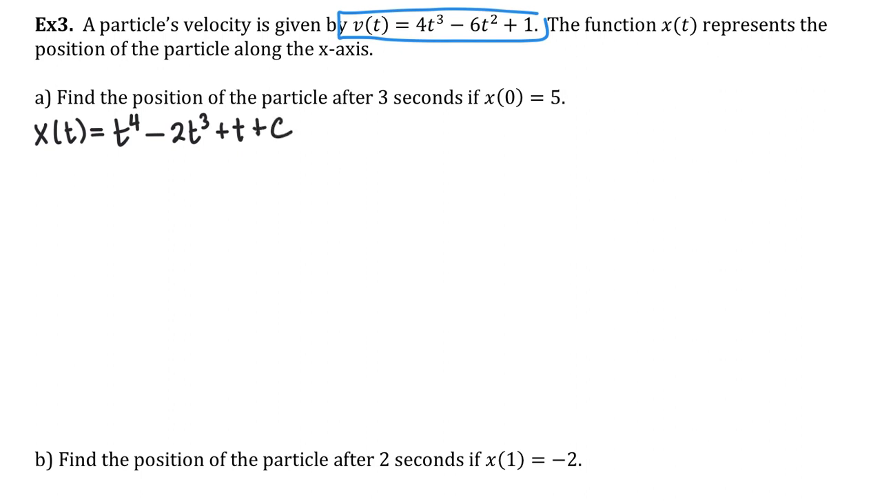What do they tell me? They tell me x of 0 equals 5. So x of 0 should equal 5. And if I plug in 0 here, I get 0 minus 0 plus c. So c equals 5. So we need that x of t is t to the 4th minus 2t to the 3rd plus t plus 5. Now let's find x of 3.